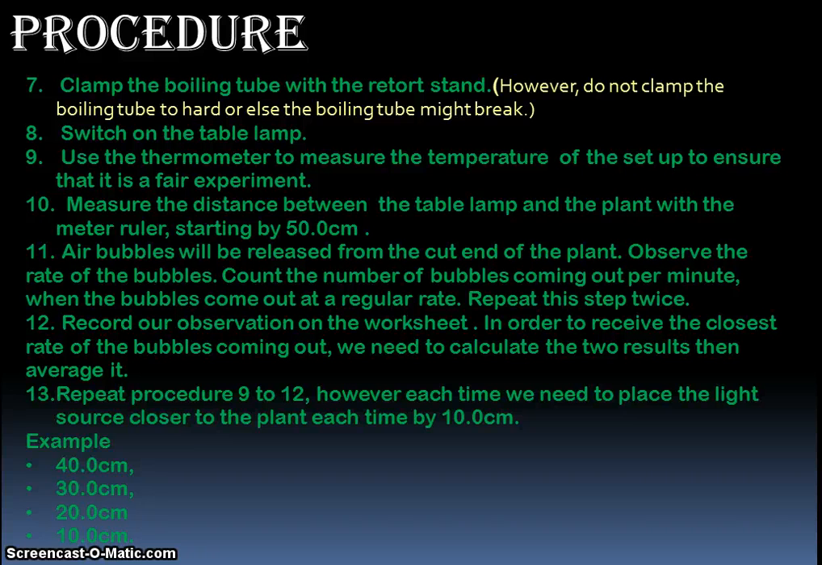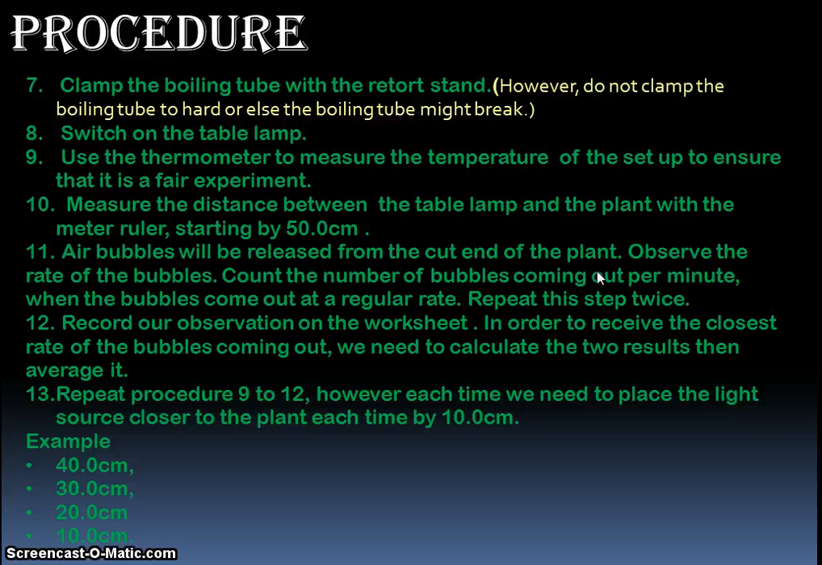Switch on the table lamp. Use a thermometer to measure the temperature of the setup to ensure that it is a fair experiment. Measure the distance between the table lamp and the plant with the meter ruler, starting at 50 cm. Air bubbles will be released from the cut end of the plant. Observe the rate of the bubbles. Count the number of bubbles coming out per minute.